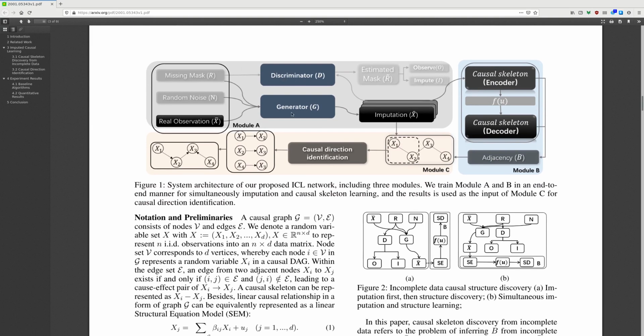Okay, so they have a missing mask, random noise, and real observations. They are all inputs that go to the generator, while the discriminator gets the missing mask, and it also gets the output of the generator, which is passed through the imputation first. The discriminator then estimates the mask, and the imputation also outputs to the causal skeleton encoder and causal skeleton decoder.